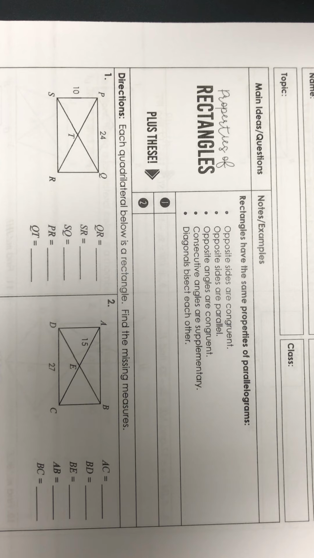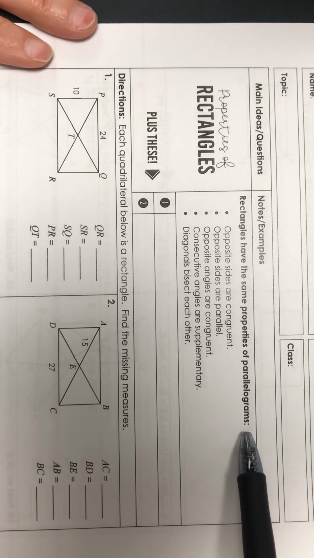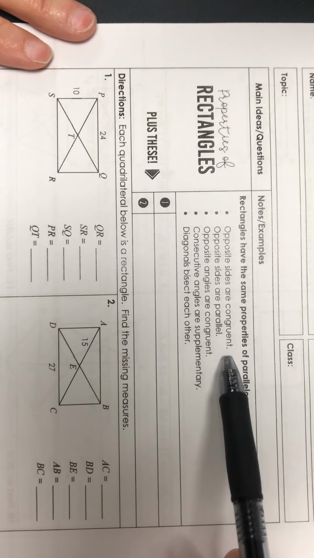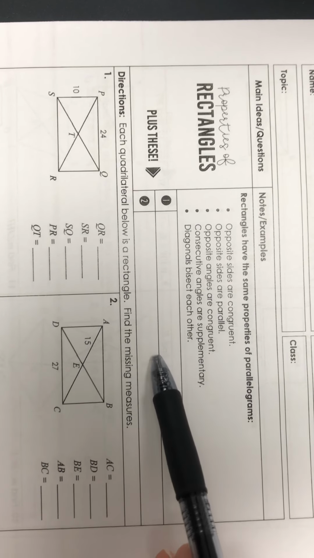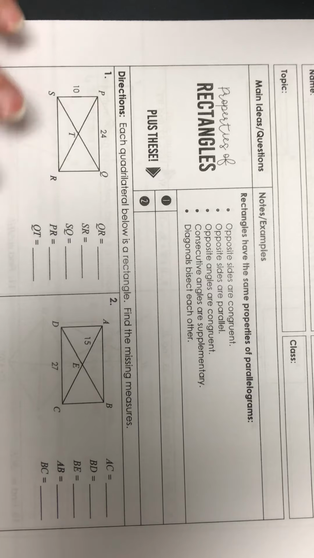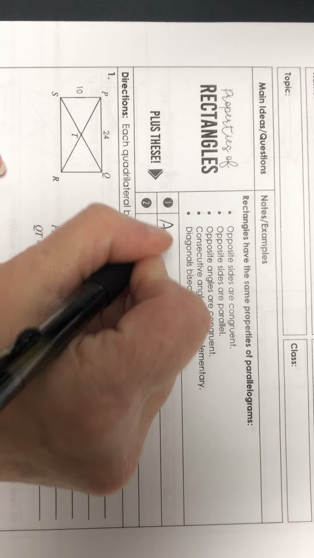Okay, we're now looking at our more formal notes for properties of a rectangle. Remember, a rectangle is a special parallelogram, so it does have the 5 properties of a parallelogram. 2 special properties for a rectangle. For a rectangle, what makes it a rectangle is all 4 angles are right angles.